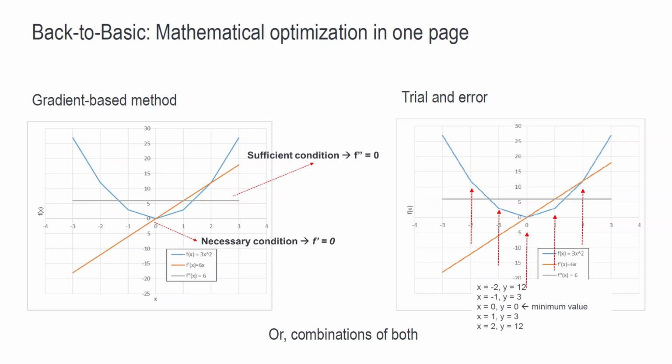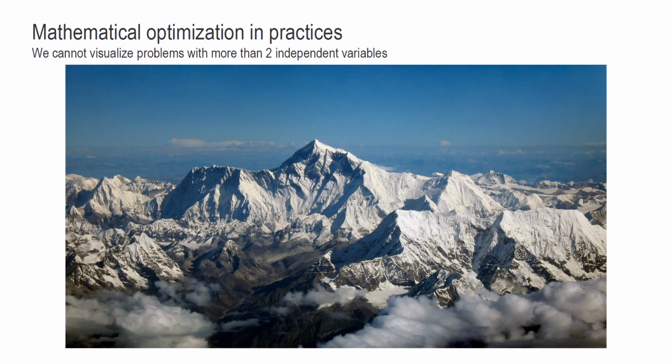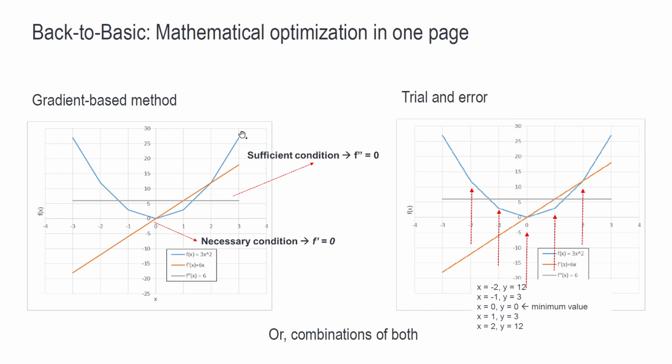That's the second highway, and it could also be that we combine these two methods, the gradient-based method and the trial and error method. Then you get into the discussions on the whole mathematical optimization study. So I just leave you with this to have some basics. And this is a one-dimensional problem, right? It's only one independent variable.